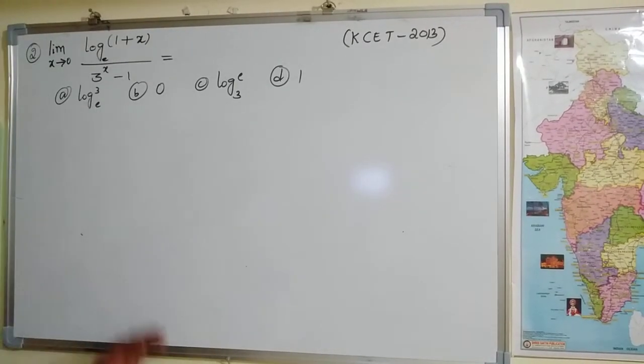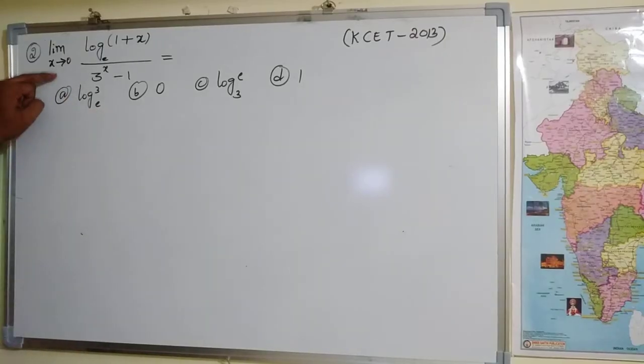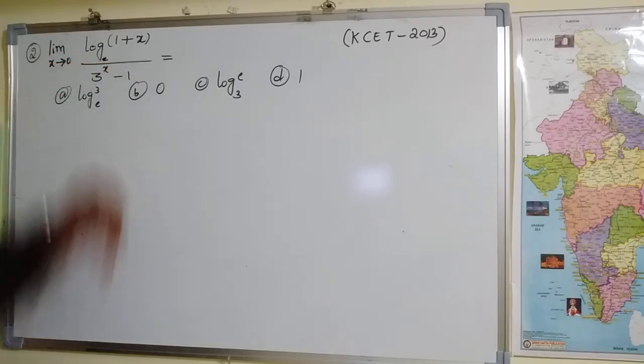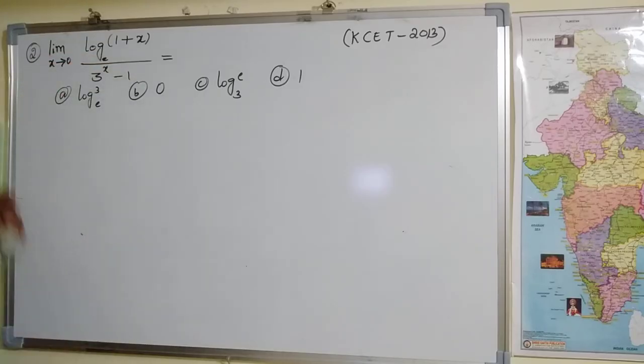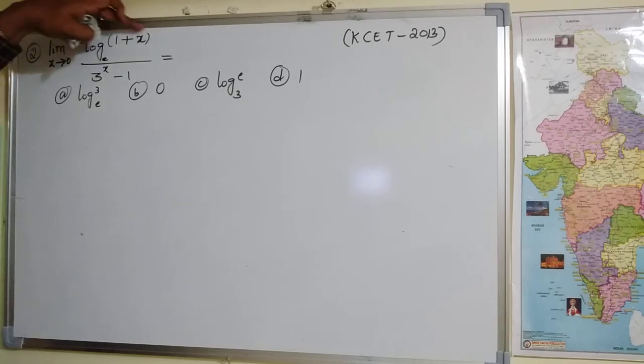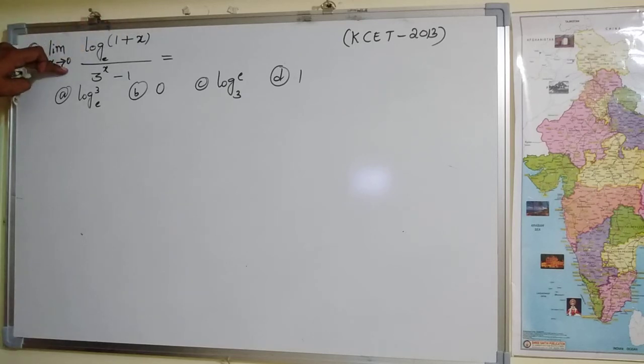See, next example. Limit x tends to 0, log of 1 plus x divided by 3 to the power x minus 1 is equal to. To solve this problem, since x approaches 0, we substitute 0 in the place of x.